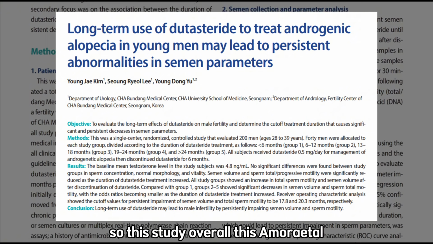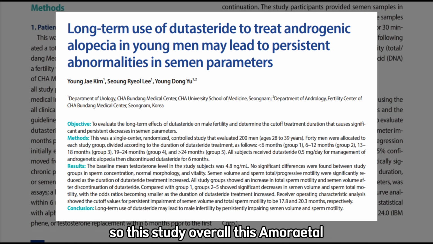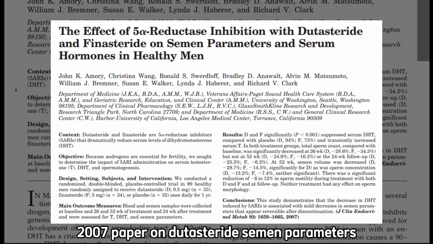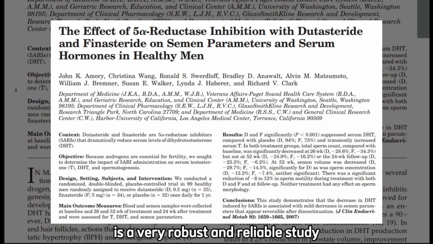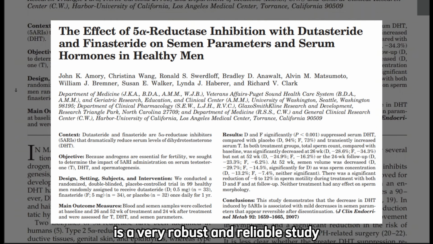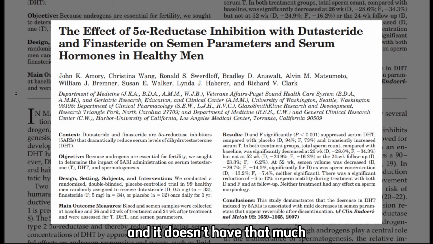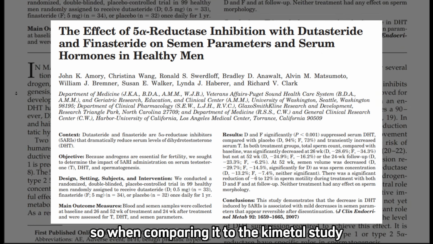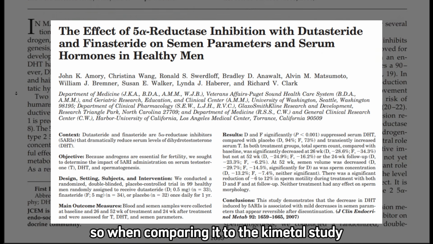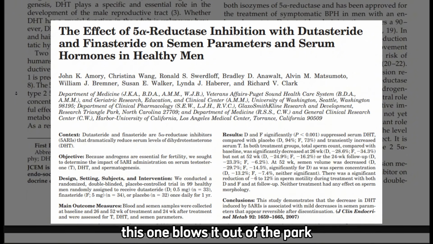So this study, overall, this Amory et al. 2007 paper on dutasteride semen parameters, is a very robust and reliable study, and it doesn't have that much room for bias. So when comparing it to the Kim et al. study, this one blows it out of the park.